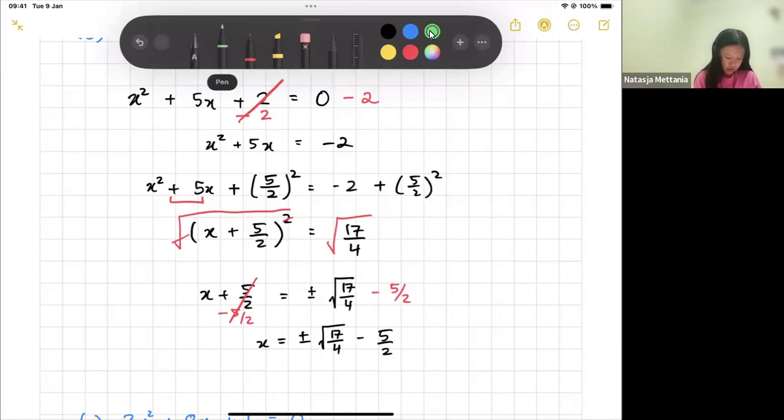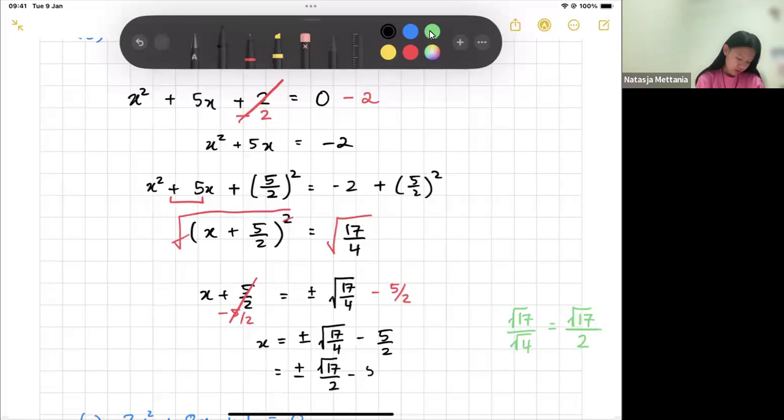Root 17/4. That's how I can break root 17/4 up as the following to make sure I can simplify. Root 17 doesn't give me a nice whole number, so I'm going to leave it the same. Square root 4 is going to equal 2. So my simplified answer is going to be plus or minus root 17 over 2 minus 5/2. That's what x should equal.